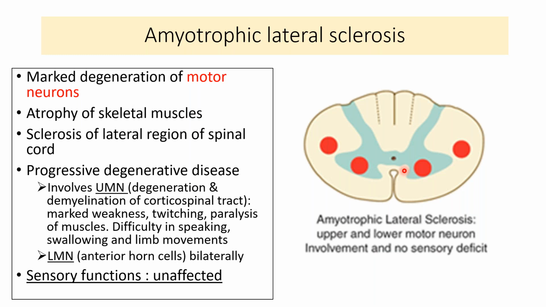This is the third condition, amyotrophic lateral sclerosis, which is the degeneration of the motor neurons. In this case, there will be no loss of sensation. The sensory pathway is almost unaffected, but there will be upper motor neuron type of lesions in case of amyotrophic lateral sclerosis, and lower motor neuron lesions will also be there bilaterally.